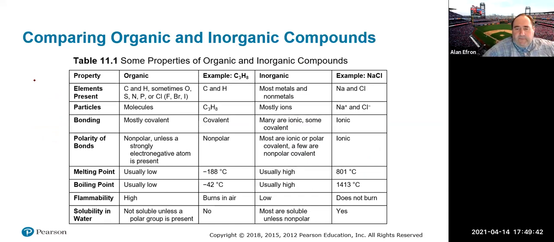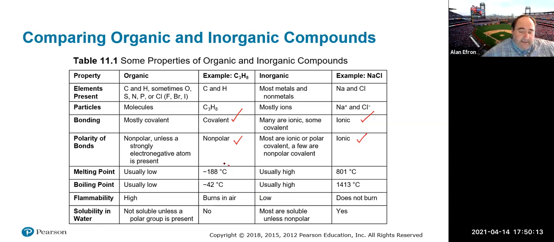Here's a table from your book that compares our inorganic compounds, like sodium chloride, to our organic compounds. And here are some of the major differences between them. Covalent bonding means sharing electrons. Ionic bonding is no sharing of electrons, but that really strong electrostatic positive-negative cation-anion interaction. Typically, the bonds in organic chemistry are non-polar. Most of the inorganic compounds have ionic bonds.